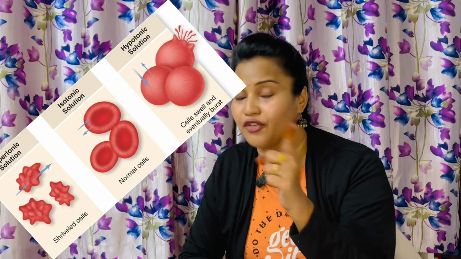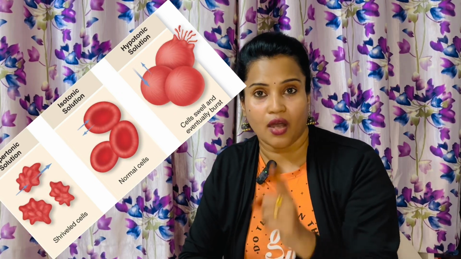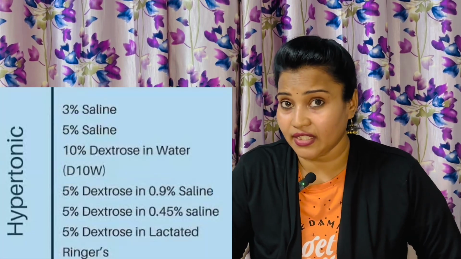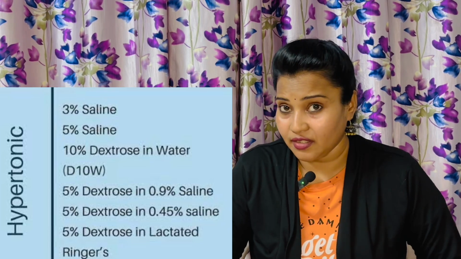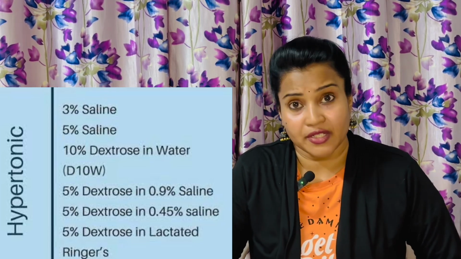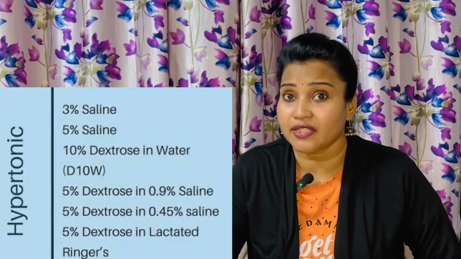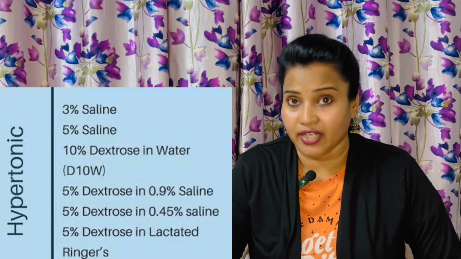That is the biggest difference. You have to note it down. Okay? What are the examples of hypertonic solutions? 3% saline, 5% saline, 10% dextrose in water, 5% dextrose in normal saline, 5% dextrose in lactated Ringer's. Hypertonic solutions are recommended in case of severe hyponatremia, severe dehydration, and increased ICP and cardiac edema. So this is about crystalloids.